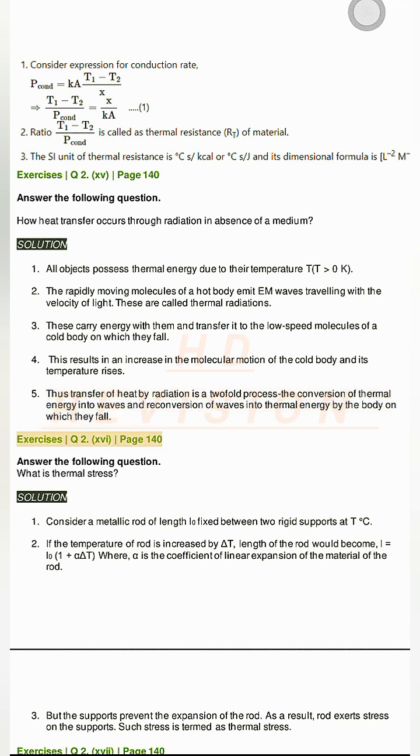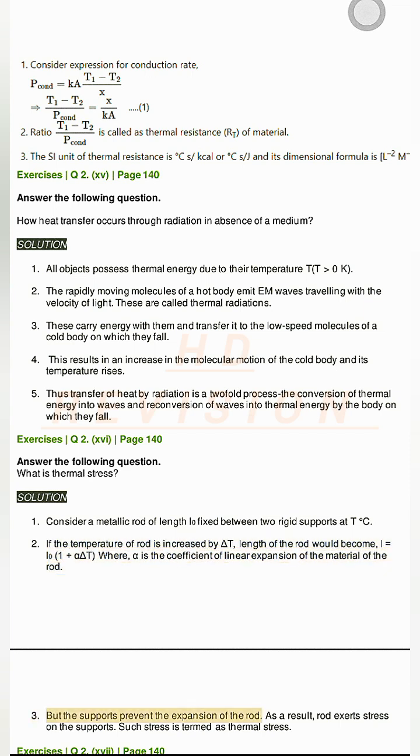Exercises Q2. XVI, page 140. Answer the following question. What is thermal stress? Solution. 1. Consider a metallic rod of length L0 fixed between two rigid supports at T°C. 2. If the temperature of the rod is increased by delta T, the length of the rod would become L equals L0 (1 plus alpha delta T), where alpha is the coefficient of linear expansion of the material of the rod.